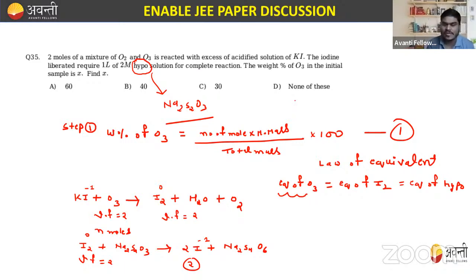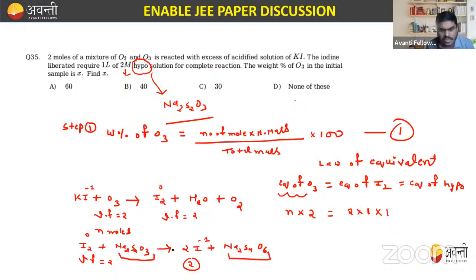We can calculate equivalent by multiplying the valency factor with the number of moles, right? So equivalent of O3. Let the number of moles of O3 be n, we assumed already. And what is the valency factor of O3 beta? 2. So n into 2. What is the equivalent of I2, which is equal to equivalent of hypo? If I'm considering the hypo, already given 2 molar. Okay, so their mole is already given, that is 2 mole. So this is 2 into 1 into how many change? It is 1.